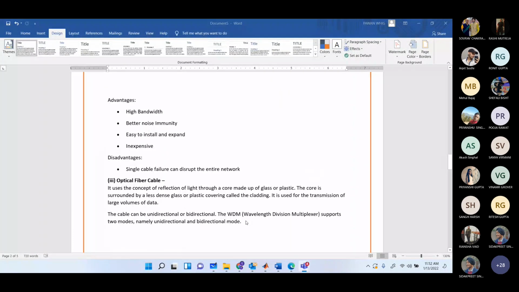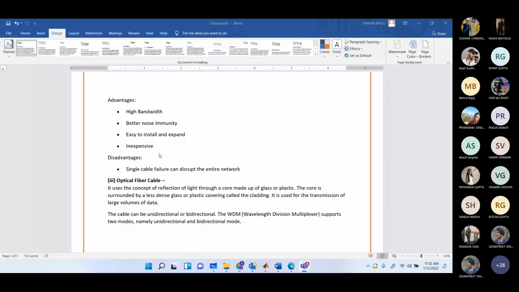Okay, and the advantages are high bandwidth, better noise immunity, easy to install and expand, and inexpensive. The only disadvantage is, when it fails or is disrupted, the entire network gets disturbed. Means any cut. Sometimes it happens in your cable TV also. If somebody cuts it by some truck or by some accident, if the wire gets cut, then the whole network gets shut down. This is the only disadvantage of this coaxial cable. Otherwise, it has very great advantages like high bandwidth, better noise immunity, easy to install, and inexpensive.